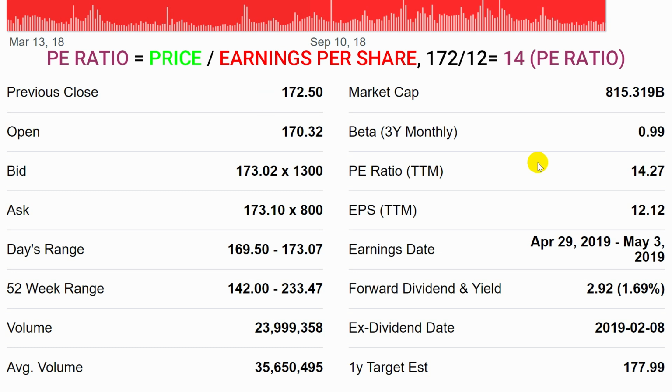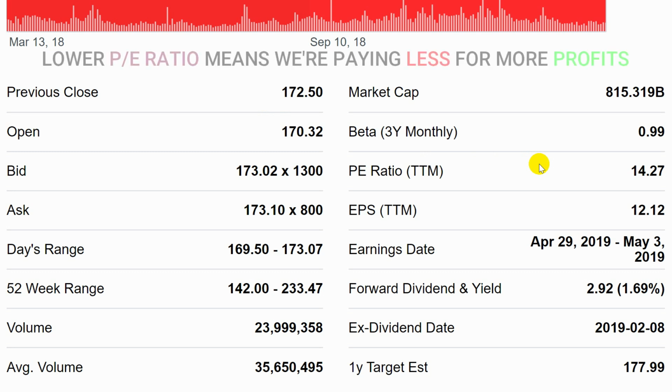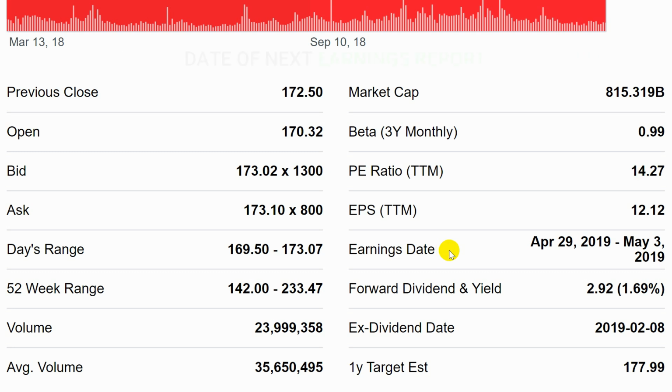This also means we want a low PE ratio, so we're paying less money for a company that makes more profits. If Apple had a PE ratio of 10, it means we're paying $10 for every $1 they made, which is pretty fair. Right now the average PE ratio is actually 20, so Apple is a pretty good deal. The lower the PE ratio, the better. We might have companies like Amazon with a PE ratio of 200, which means very low profits compared to the stock price. Earnings date is the estimate of their next earnings report.